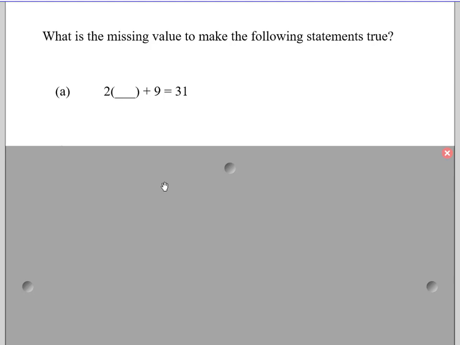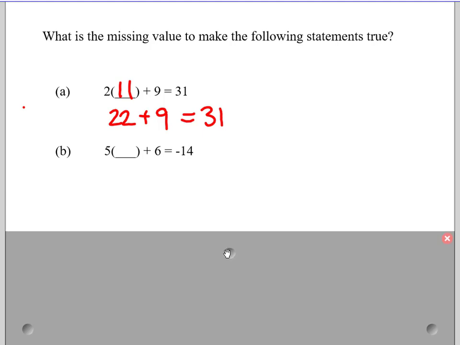Okay, so let's have a look. So now I have to multiply something by 2 and then add 9 to it. I'm going to go with 11 because 2 times 11 is 22. 22 plus 9 gets me to 31. Okay, so these are thinkers. They're not easy. It takes a second to think about them.